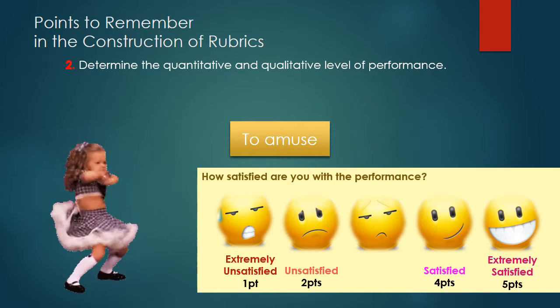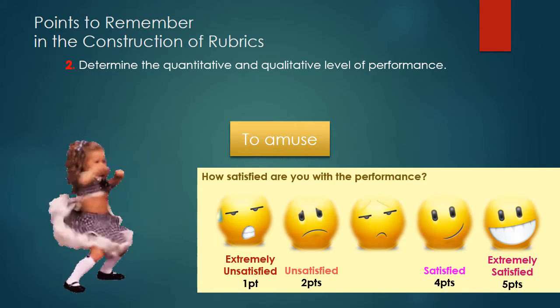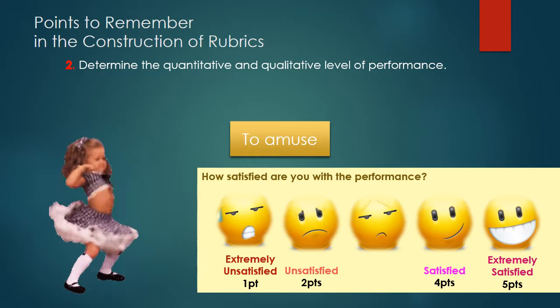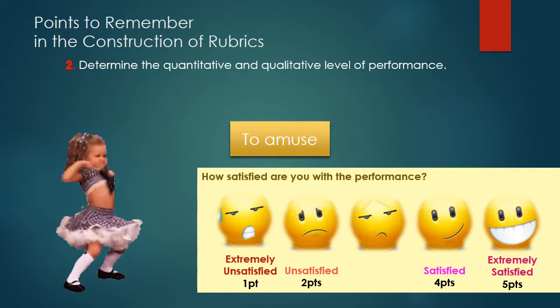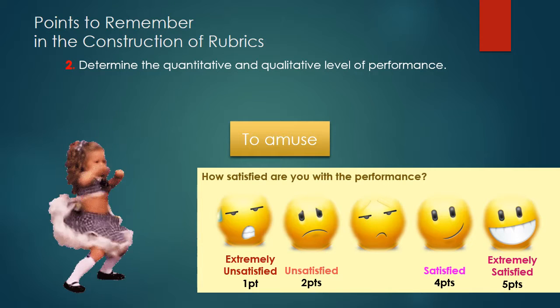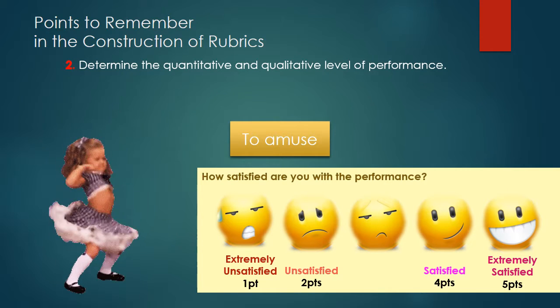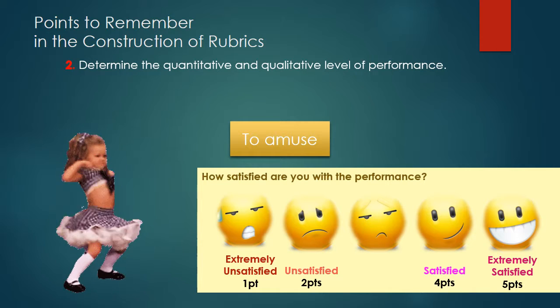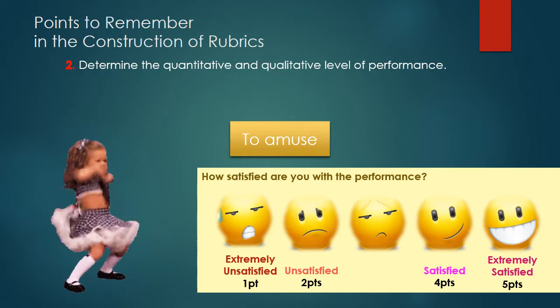Now, let's move on to determining the quantitative and qualitative level of performance. Remember that in assigning the quantitative level, be sure to use only 4 levels to ensure that there is a forced choice, no neutral grounds to be chosen. That is essential in judging fairly.